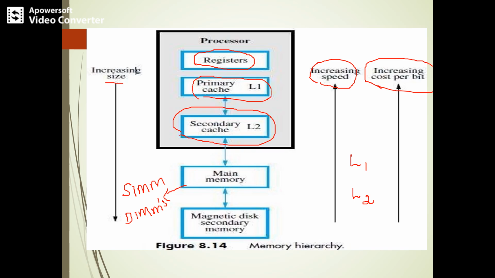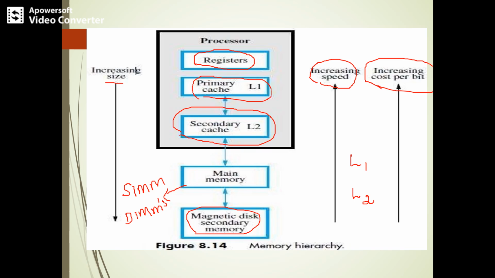So the last level is the magnetic disk or secondary memory. The secondary storage is very large and inexpensive, but it is very slow compared with the processor register. Size wise it is very large, and cost wise, in order to store a single bit of information, the cost is less compared with the processor register.